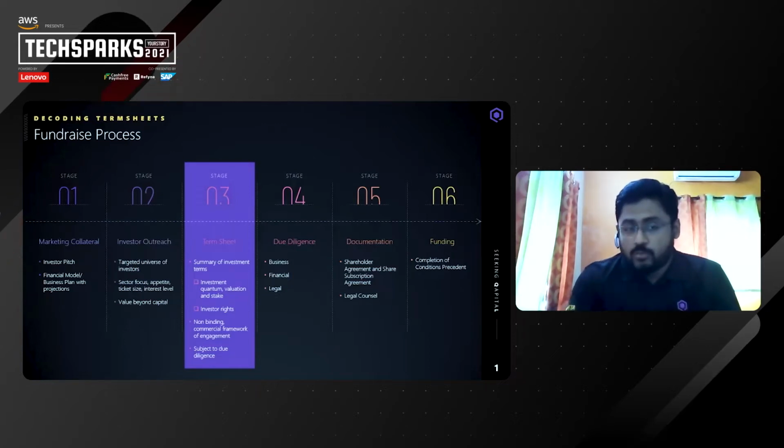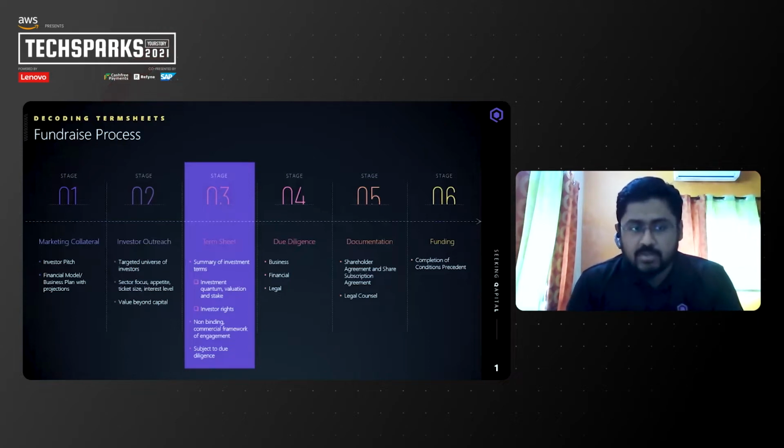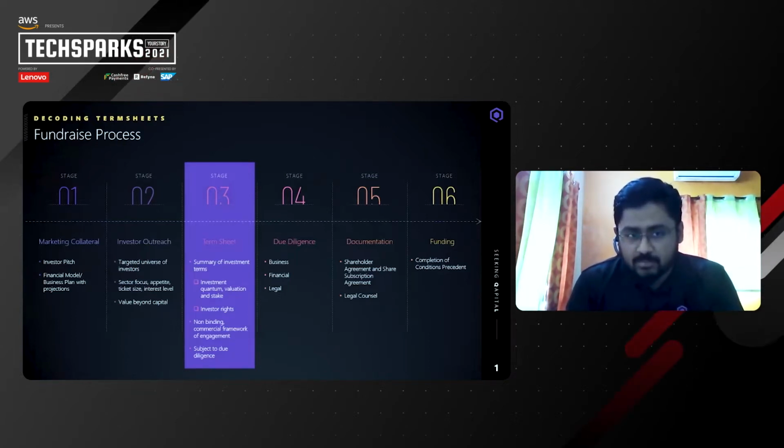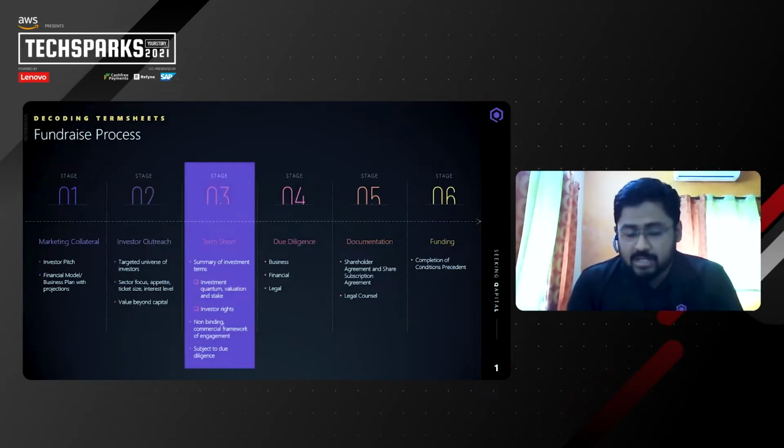So most of you might have gone through this process. When you think about raising funding from external sources, from VC or PE investors, you typically prepare a presentation, a pitch, a financial model, or a business plan with some projections. You will reach out to a set of investors and pitch your story to them and hope to get interest from them. There will be multiple meetings for you.